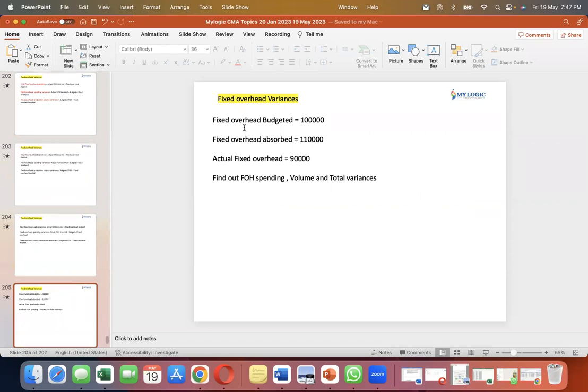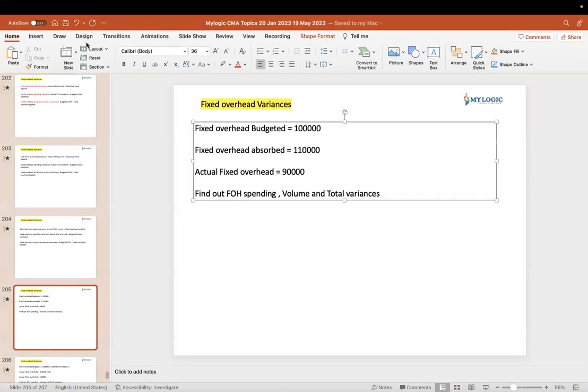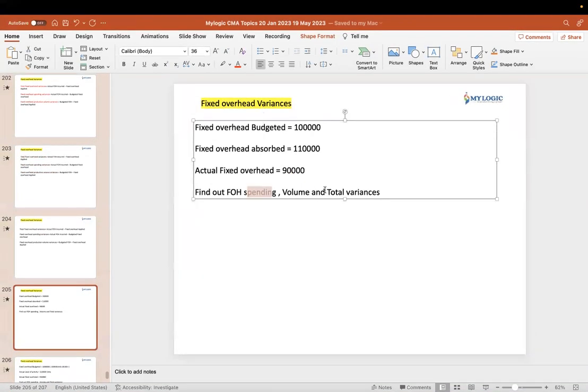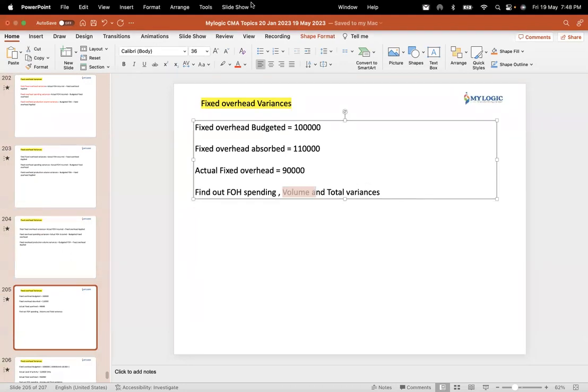Can we try this question, everyone? Simple question. Fixed overhead budget is given, fixed overhead absorbed is given, and actual fixed overhead is given. Please find out fixed overhead spending, volume, and total variance. Take a screenshot and try it out. I have not told one thing, which I will explain once you do this. Please try it out.